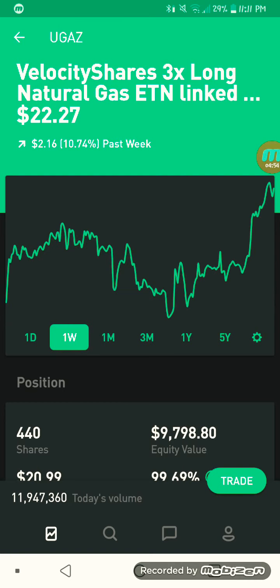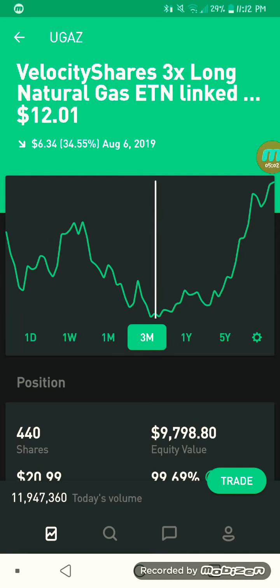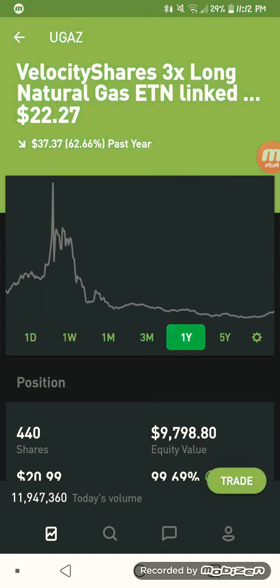So on the week chart it's been growing, on the month chart it's been taking off massively, and it's going to continue to increase like this. So here is when it bottomed out around $11.68, and it's been gaining like crazy so far. But this is definitely not a long-term investment. You have to watch out on when exactly you want to sell. And this ETF can go as high as 164, and it's only at $22.